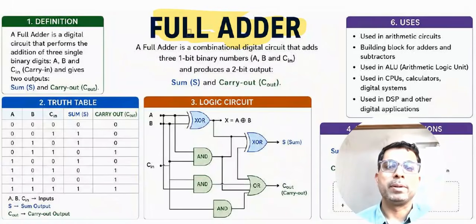There were two inputs, A and B. So in a full adder, how many inputs will there be? There will be three inputs, A, B and C in. C in is called a carry in.